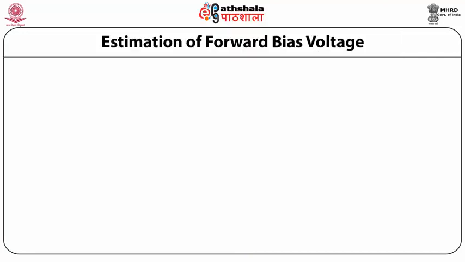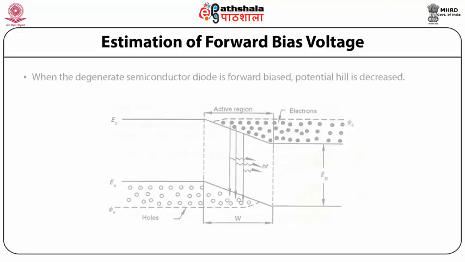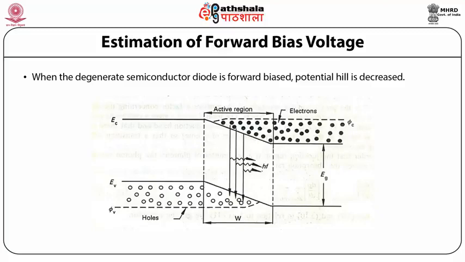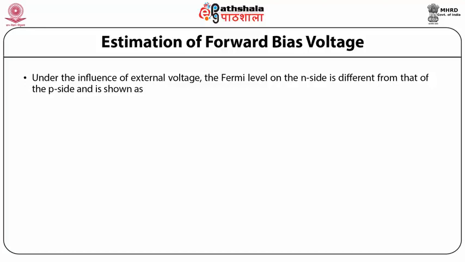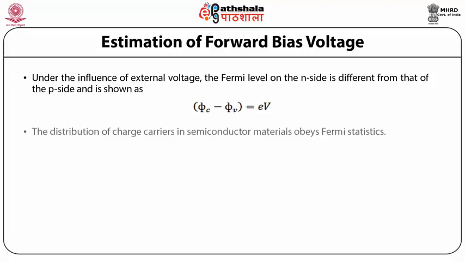Now the point is how to estimate the forward bias voltage to be given to the p-n junction. When the degenerate semiconductor diode is forward biased, the potential hill is decreased as depicted in the figure. Under the influence of external voltage, the Fermi level on the n side is different from that of the p side as visualized in the figure, and one can write phi c minus phi v is equal to eV. The distribution of charge carriers in semiconductor materials obeys Fermi statistics.